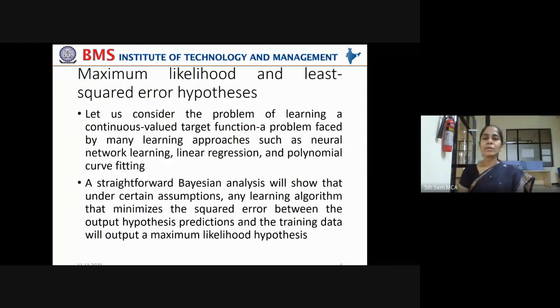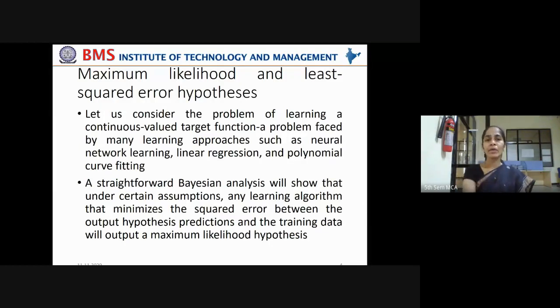Now let us consider the problem of learning a continuous value target function. Say in classification, the machine learning model is trying to learn how to classify between either yes or no, or between female or male, or between defaulter or not. The learner is trying to classify between two categories, or in cases where multiple classes are there, between multiple classes.